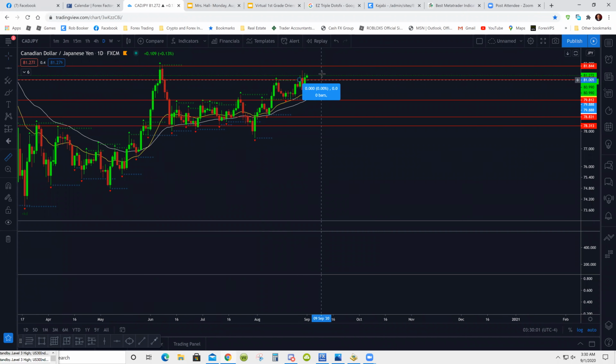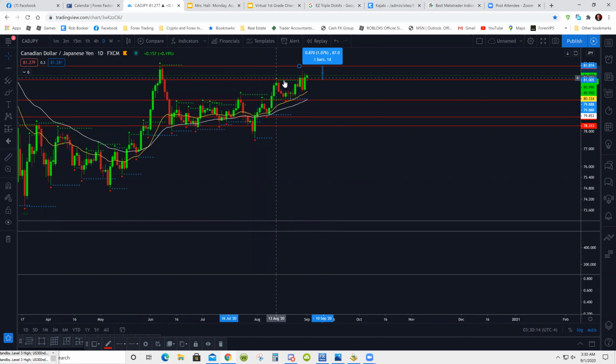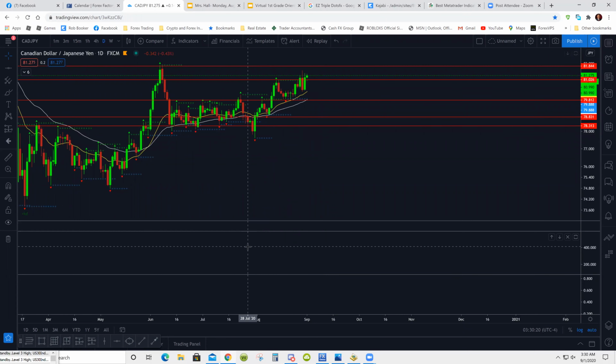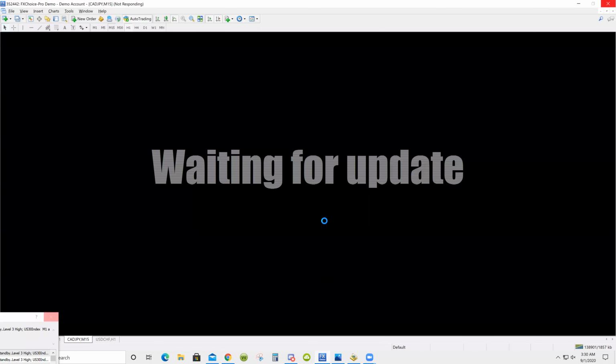This is going to be kind of late to the party, but it could be a nice little 87, 80 pips potential. This is nice right here. Okay, go back to the chart, you know, it's still loading up the data.